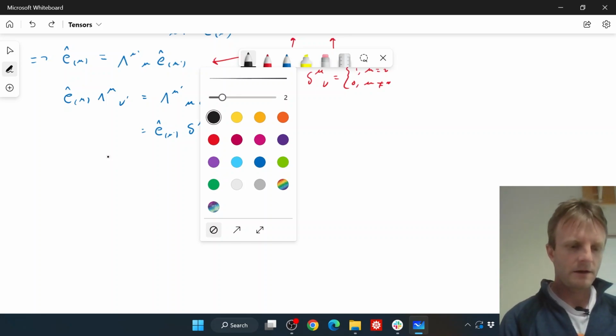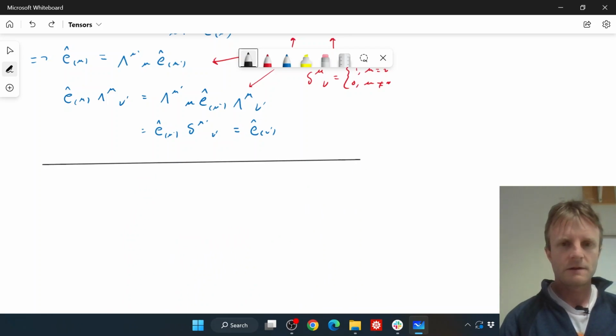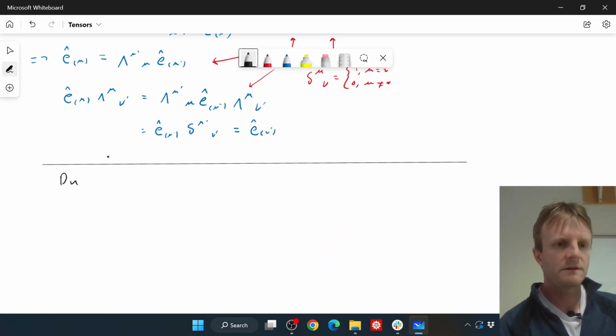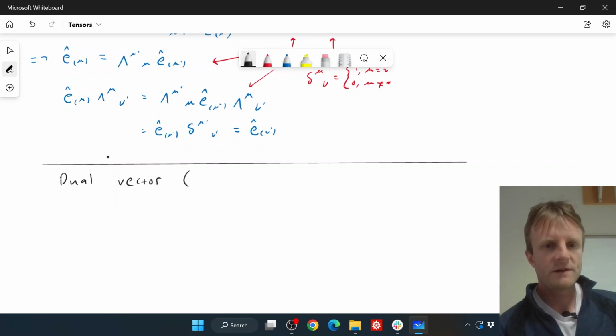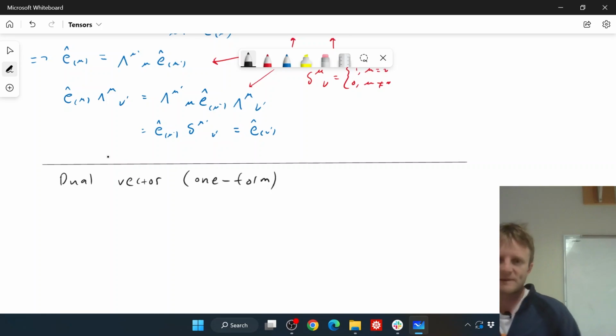Now we will move towards something a little new, which is a dual vector. You may have seen it in linear algebra, otherwise known as a one form. I will often say one form. Don't worry about where that comes from now.